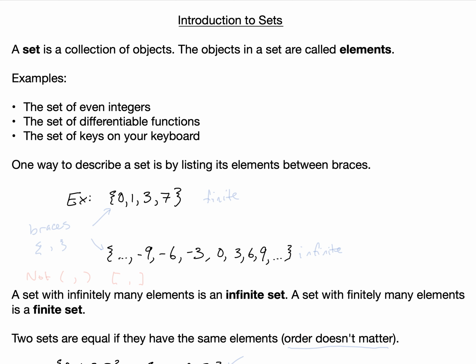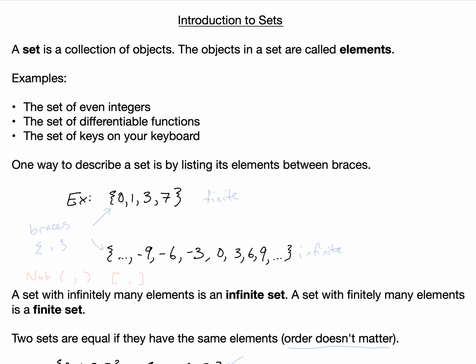This video is an introduction to sets. A set is a collection of objects, and the objects in the set are called elements. Some examples of sets would be the set of all even integers: 2, 4, 6, 8, 0, -2, -4, etc. The set of differentiable functions is a set, and the set of keys on your computer keyboard is also a set. So lots of things can be sets.